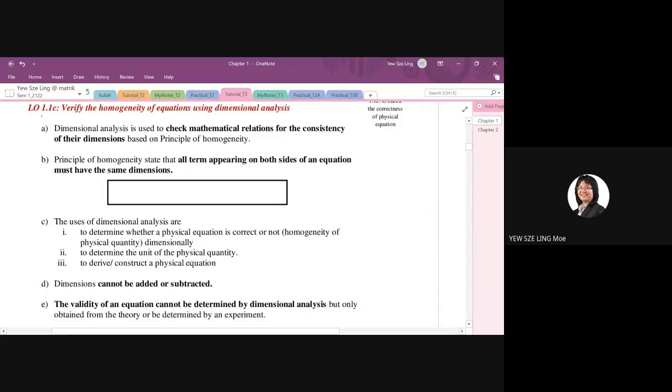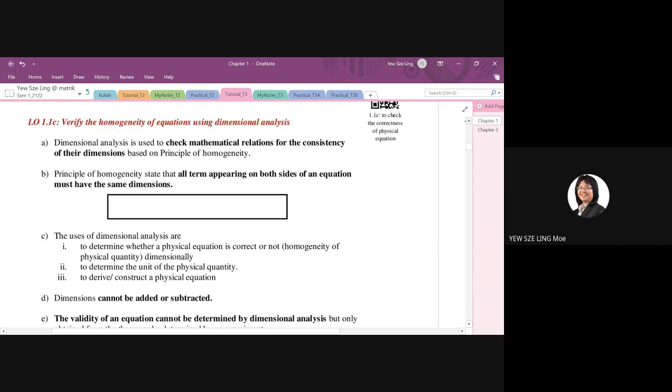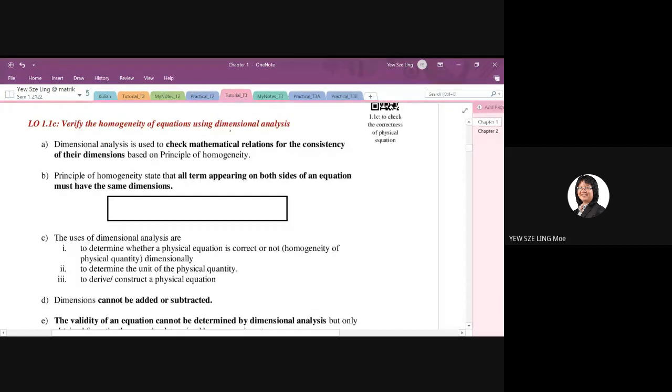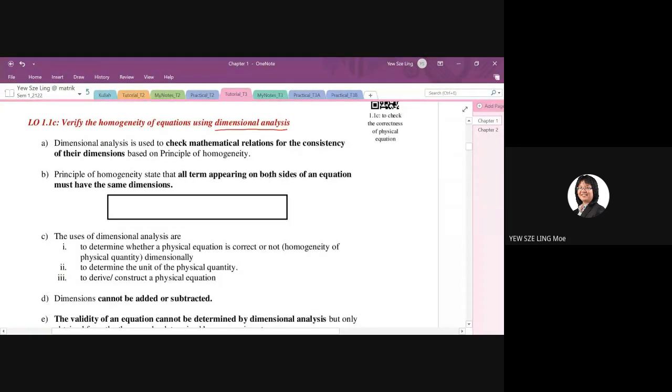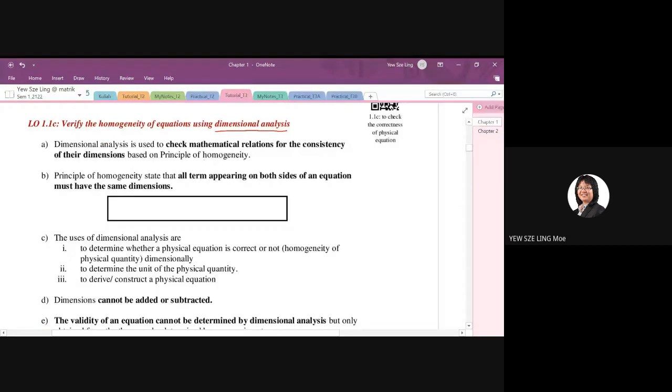Now let's look at LO 1.1c: verify the homogeneity of equations using dimensional analysis. Just now we used dimensional analysis to derive units. Dimensional analysis is a technique we use to derive units. It has another function: we use it to check the mathematical relation for the consistency of its dimensions, based on the principle of homogeneity. Now, what does it mean by homogeneity?